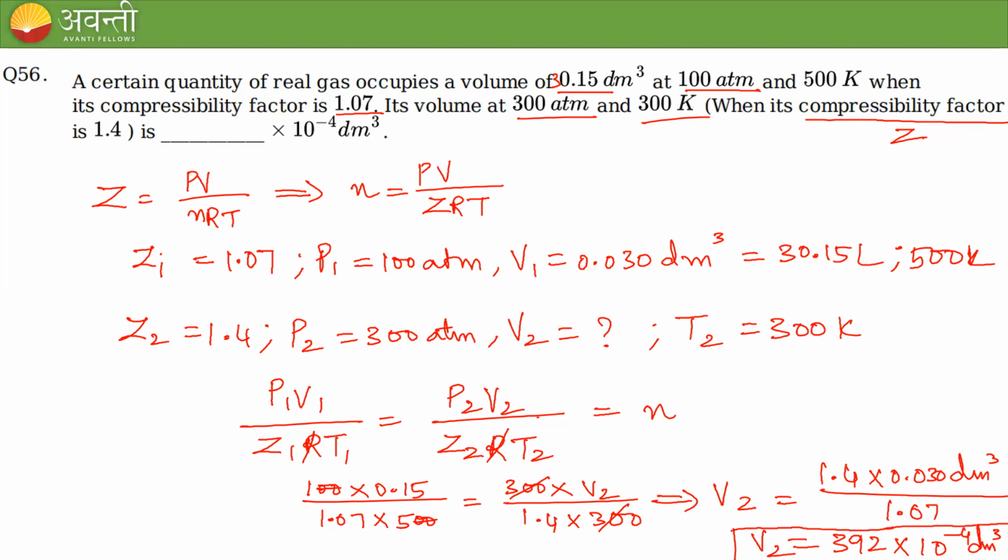So from this, what is the value they are asking? It is 392 into 10 to the power minus 4 decimeter cube. Okay. So the answer is 392.